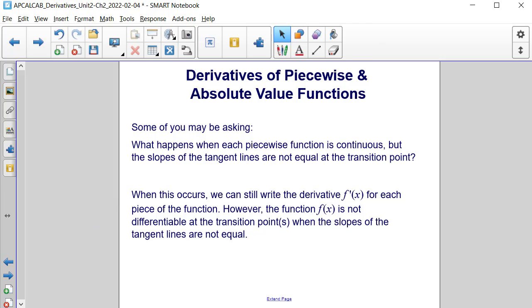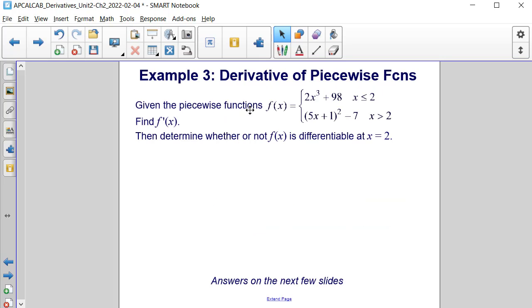are not equal. Given the piecewise function, f of x is equal to 2x to the third plus 98 for x values less than or equal to 2, and it's equal to (5x plus 1) quantity squared minus 7 for x values greater than 2. Determine whether or not f of x is differentiable at x equals 2.